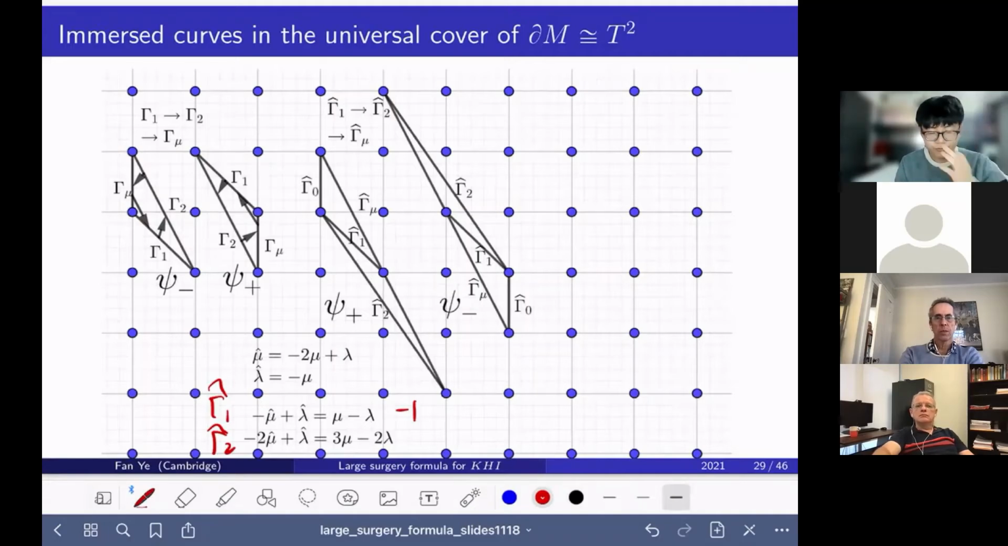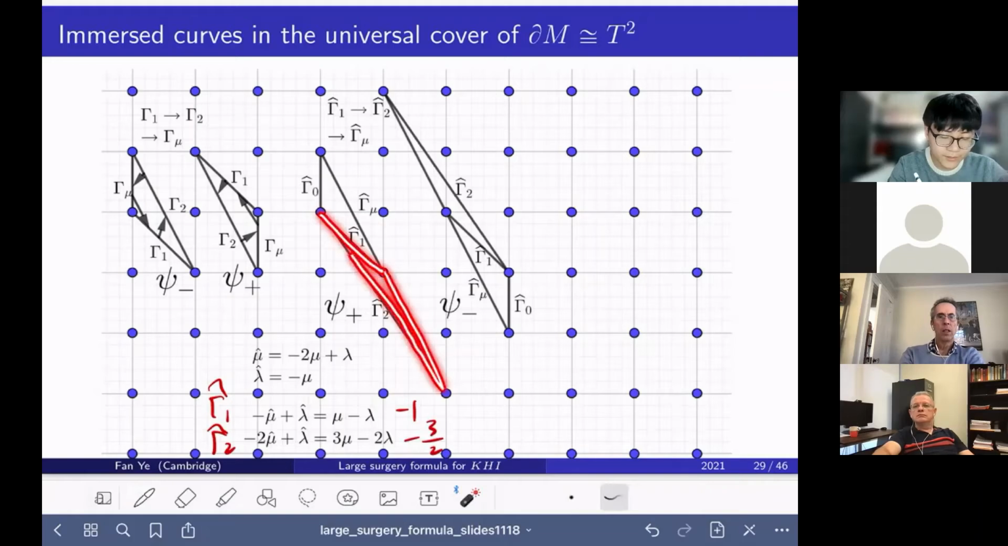-3/2. Then if we draw the arcs of those three slopes, we can find these three arcs also form a real triangle in the universal cover. So we know that there is also an exact triangle between these three spaces. So that's the geometric intuition for the bypass exact triangle.